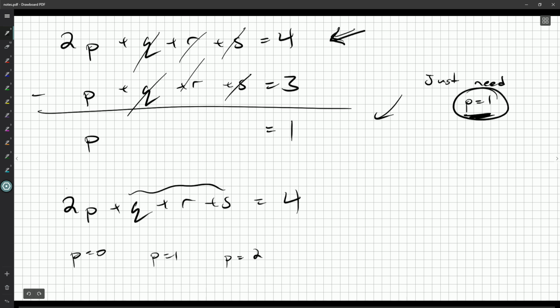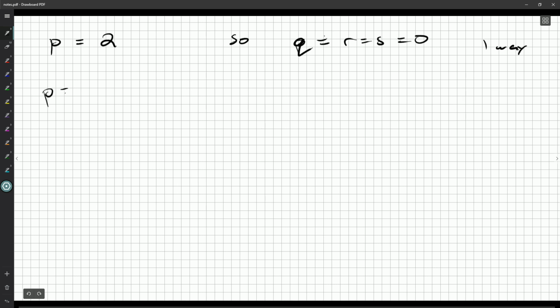Let's take a look at maybe p equals 2. Well, if p equals 2, 2p is already 4. So q must be equal to r, must be equal to s, must be equal to 0. So there's one way to get a sum of 4 here. Okay, one way, that's fine.